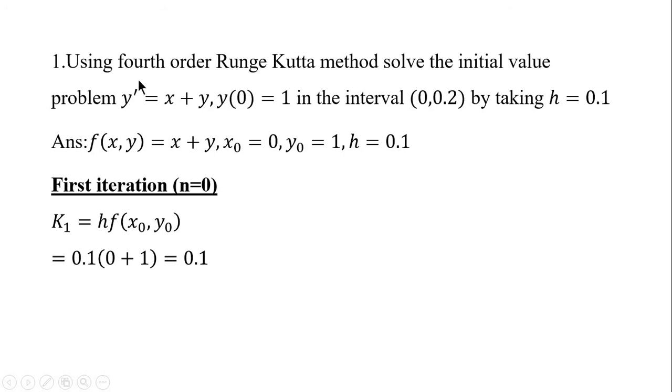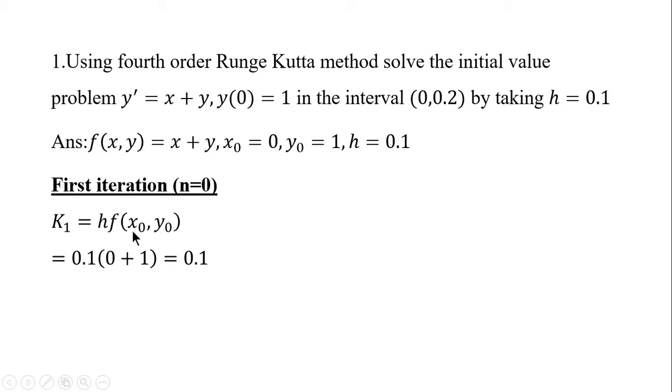Problem 1. Using fourth order Runge-Kutta method, solve the initial value problem y dash equal to x plus y given that y at 0 equal to 1 in the interval 0, 0.2 by taking h as 0.1. From the given data we know f of x, y is x plus y and x naught is 0, y naught is 1. Since h is given, let us take h as 0.1. If not given, you can take 0.1 itself. Let us compute the first iteration.